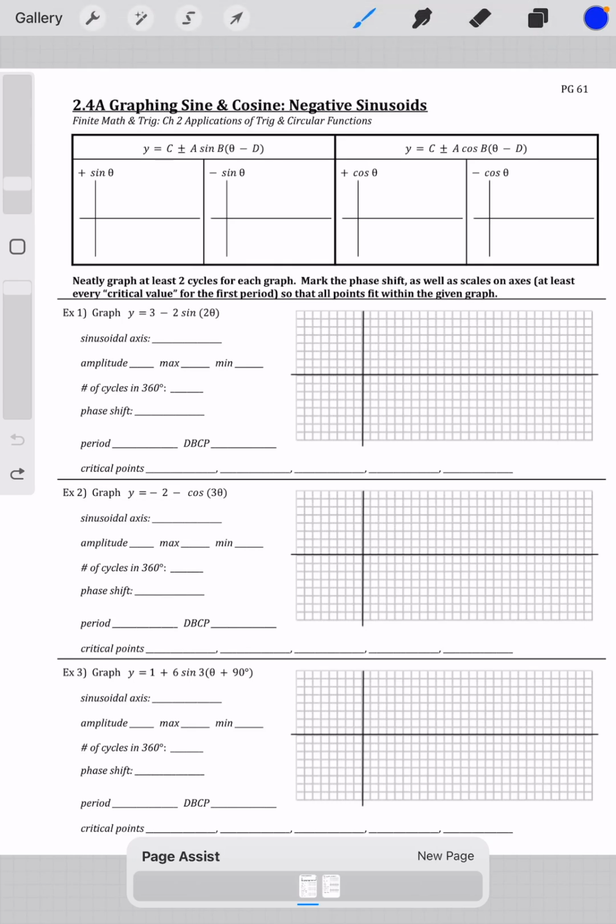Hi guys, today we are graphing sine and cosine with negative sinusoids. This is section 2.4a in our textbook. And so far we've talked about only sine and cosine where the a value is positive, right?